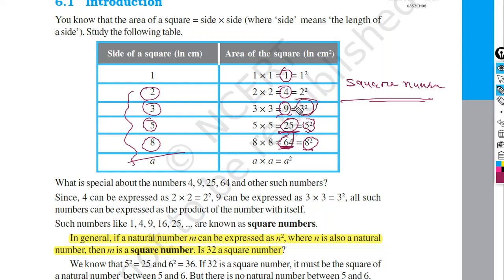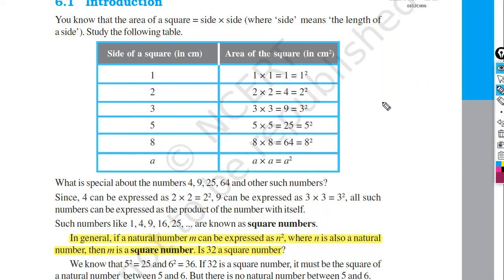So what number is called a square number? We can say if a natural number m can be expressed as n square, where n is also a natural number, then m is a square number. Suppose we write 25, it is a natural number, so we will call 25 a square number.